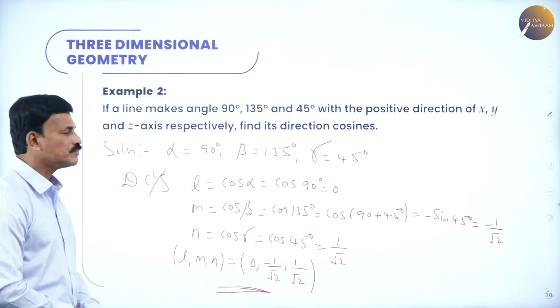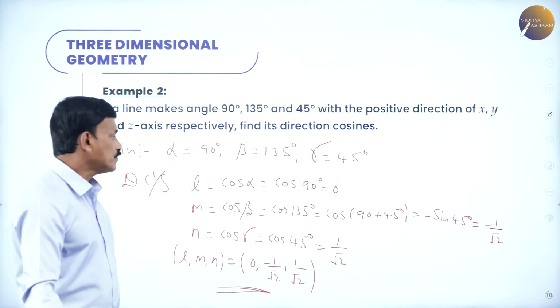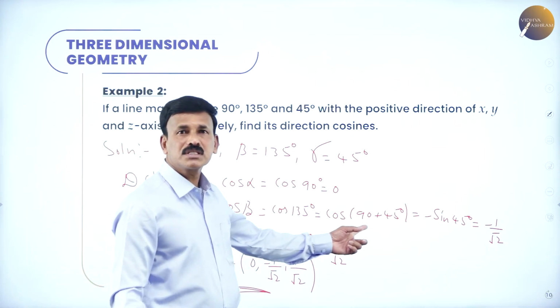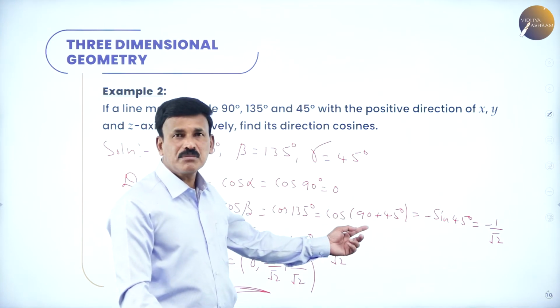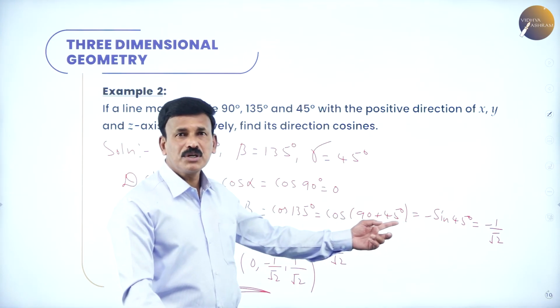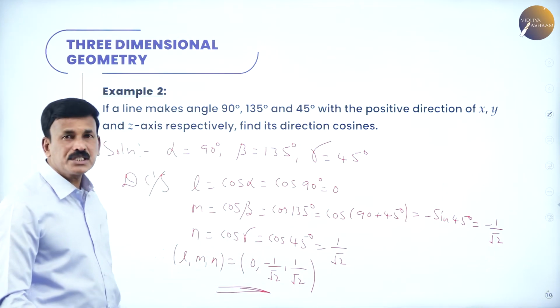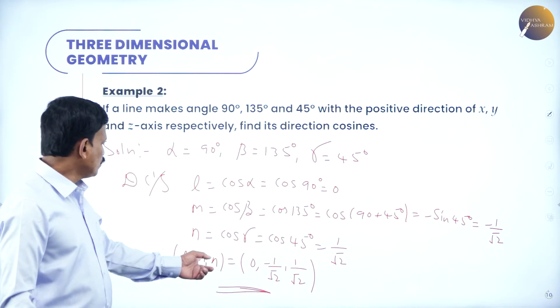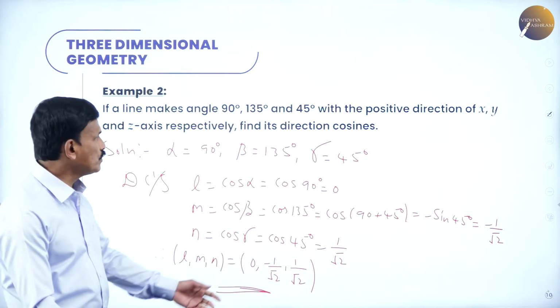That's it. See, L is cos alpha, cos 90 is 0. M is cos beta, cos 135 can be written as cos of 90 plus 45. Cos of 90 plus theta is minus sin theta, so minus sin 45, minus 1 by root 2. Again cos gamma, cos 45 is 1 by root 2. So the direction cosines L, M, N are 0, minus 1 by root 2, 1 by root 2. If you want, you can verify it.